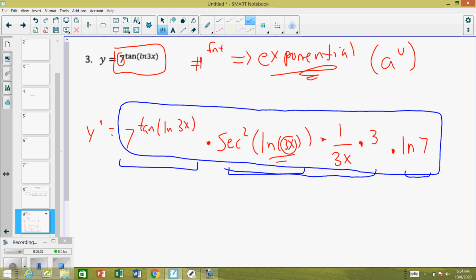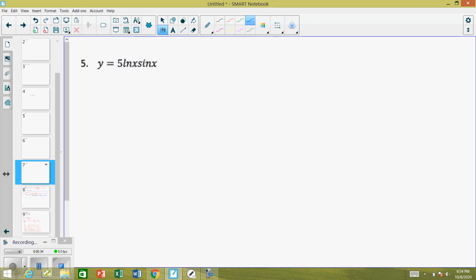Let's try another one. 5 ln of x sine of x. So this is more so like what you might see on the quiz. Product rule with natural log and sine. So this is product rule because we have 5 ln of x times sine of x. Okay, one function times another function.